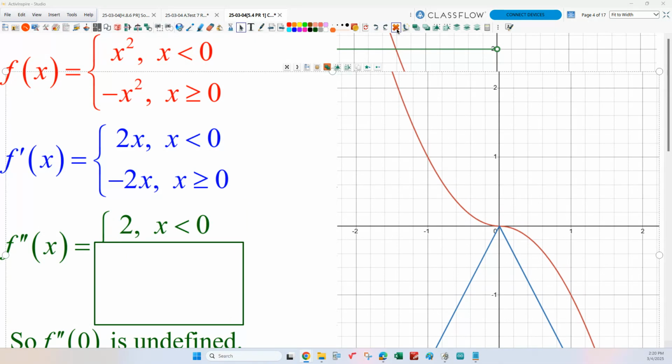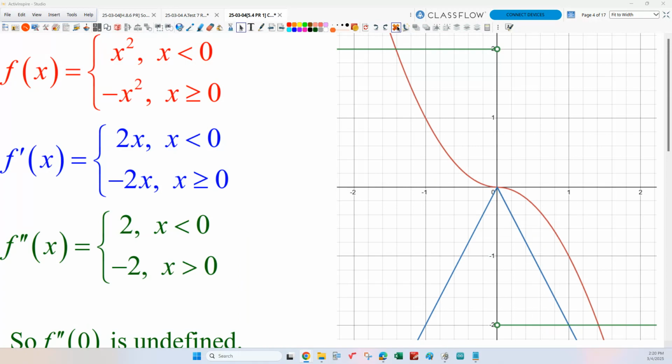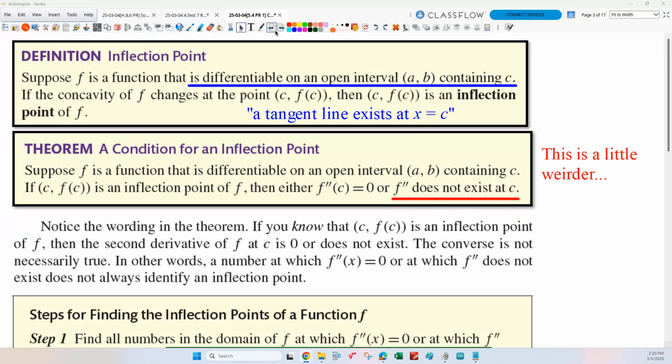Look what happens. We no longer can put an equal sign there because the second derivative now is either positive 2 or negative 2. Look, I have to have open endpoints though, don't I? Because it's not defined at 0. But you can look at the original red graph, and is there an inflection point at 0, 0? Obviously there is, right? You can see that the concavity changes there. So that's one of those rare examples where you actually can have an inflection point at a place where the second derivative is undefined.